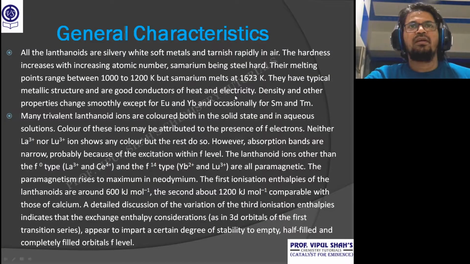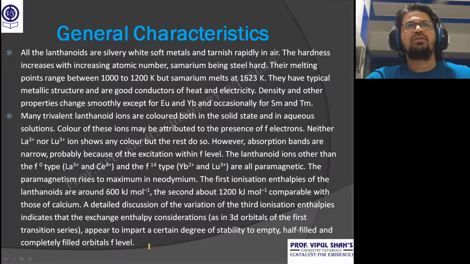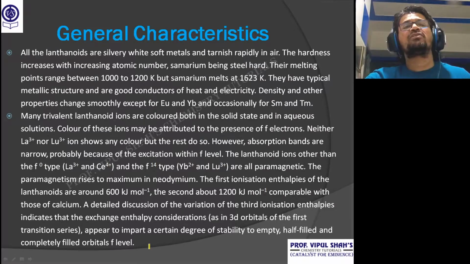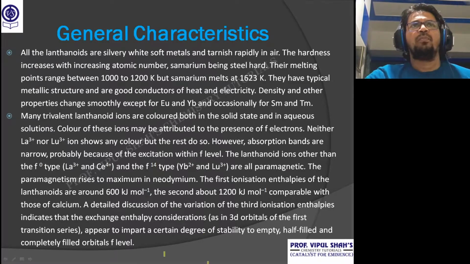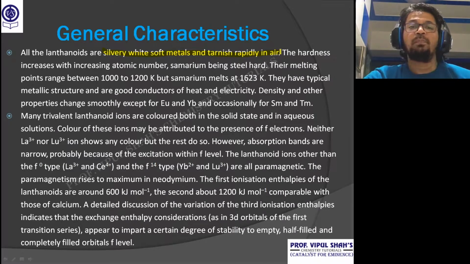Alright, we will start with the part now, people. First, we'll be talking about the general characteristics. I'm just going to read it out. I want everybody to concentrate, please. Now mainly it says all lanthanoids are silvery and soft metals and they tarnish rapidly in air. What does this mean? They readily undergo oxidation to form their oxides, which are more stable in their +3 oxidation state.